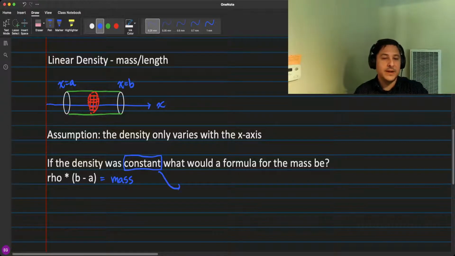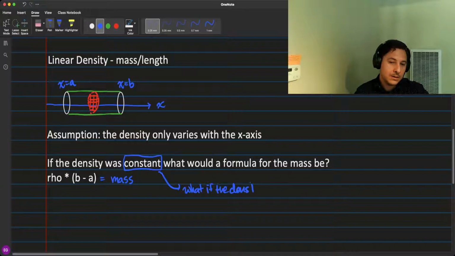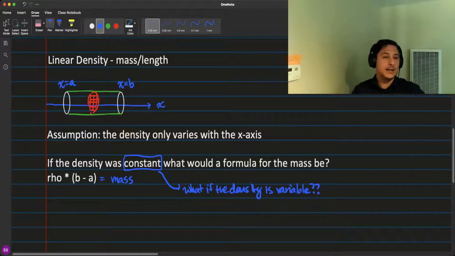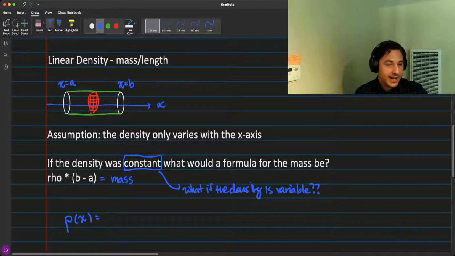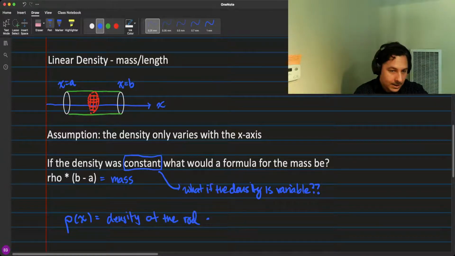What if the density is variable? What then? That's why we need this function which will give you the linear density. So we're going to have a density function, rho of x, which is equal to the density of the rod at some x value.